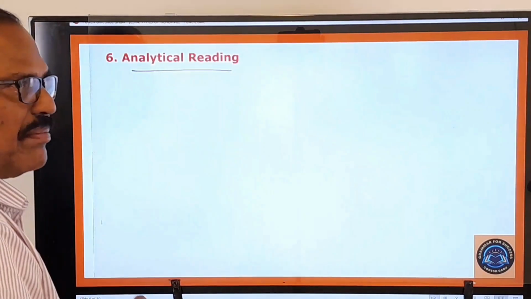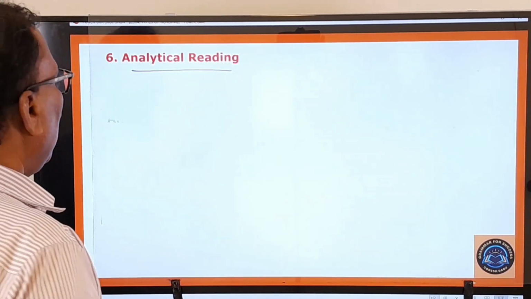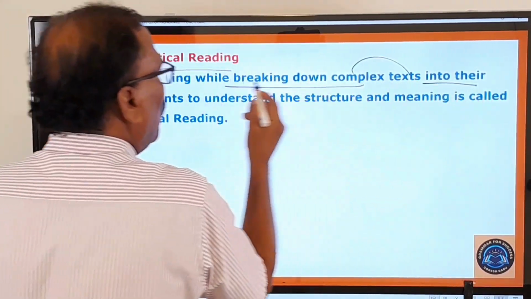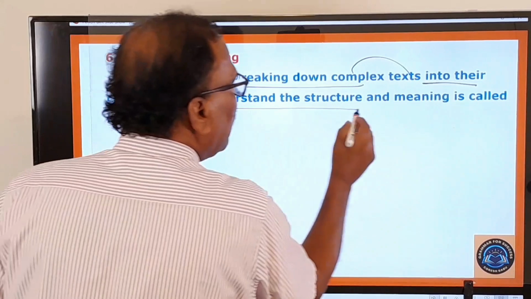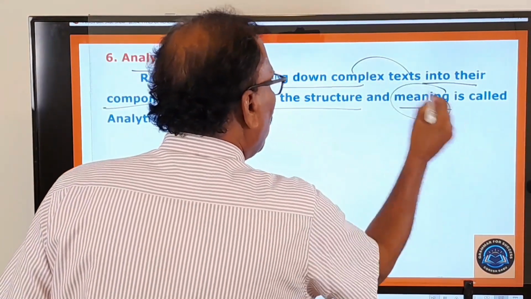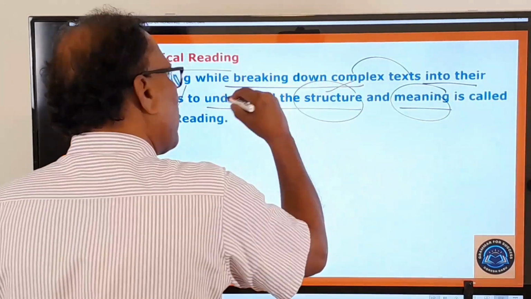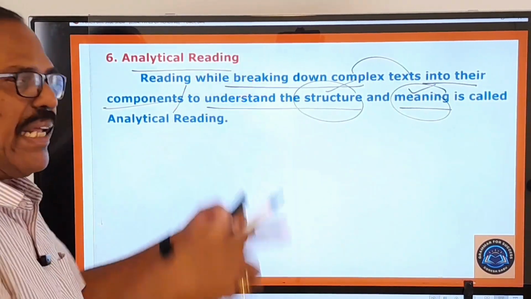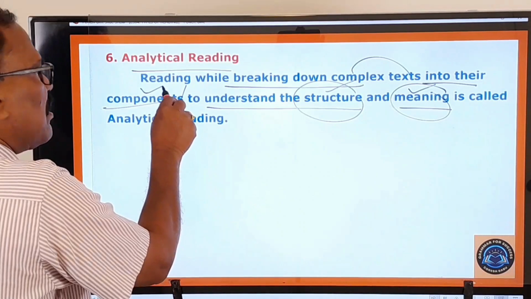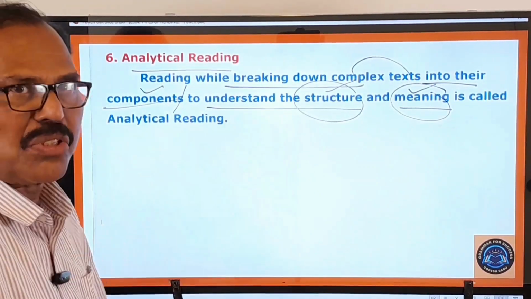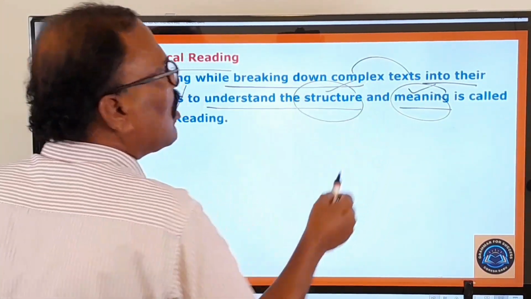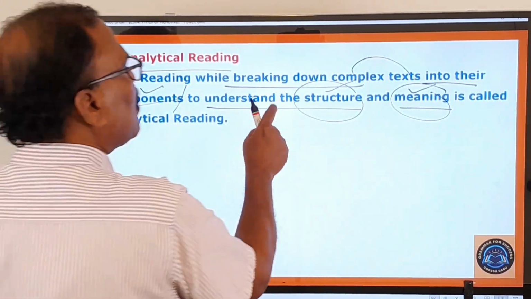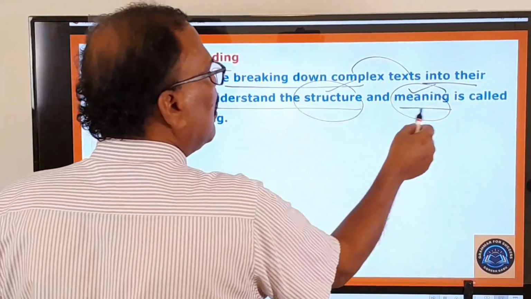Analytical reading is there. What is this analytical reading? Let us see that. Reading while breaking down complex text into their components to understand the structure and meaning is called analytical reading. So in order to understand the structure of that passage, meaning of that passage, what do you do? You break down that entire passage into components, okay, into small blocks and into small components. Why do you break down the complex text into points or components? Only to understand the structure of the text, the meaning of the text.